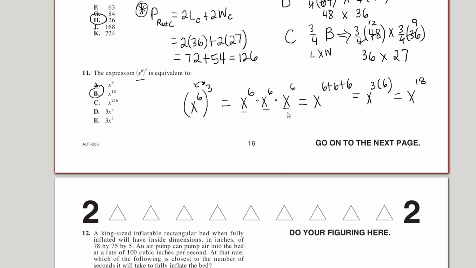But then, because we know how we've derived this, we can also just look at x to the 6th raised to the 3rd, and go straight to this step right here. It's just multiplying these two numbers together, giving us x to the 18th.